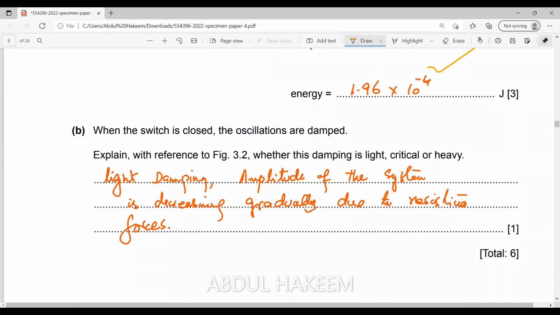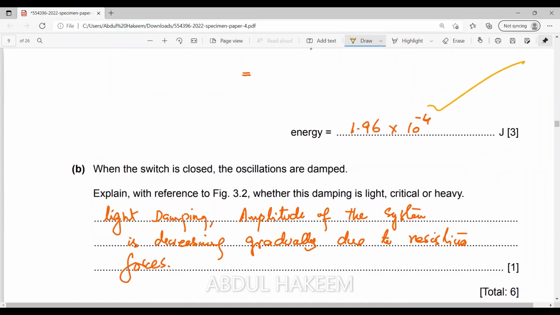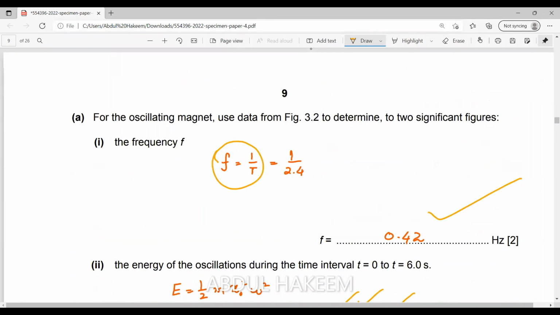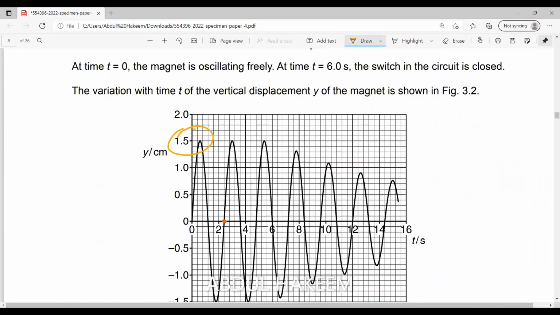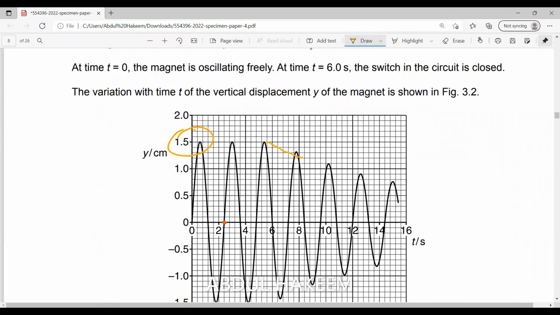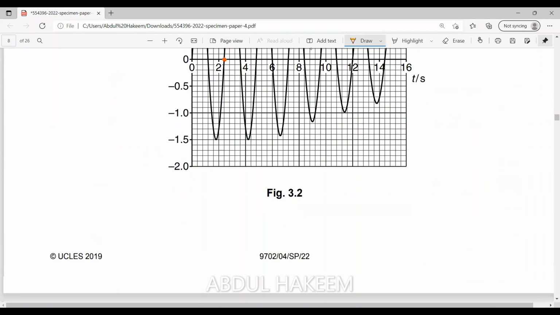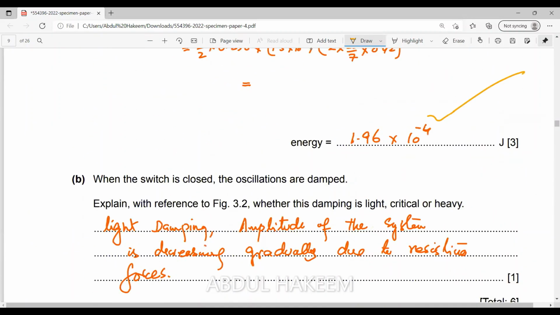Next, when the switch is closed, the oscillations are damped. Explain with reference to figure 3.2 whether this damping is light, critical, or heavy. It's light because the amplitude of the system is gradually decreasing after 6 seconds and several oscillations are completed. So this is a light damped system.